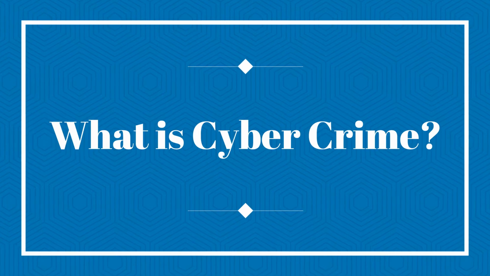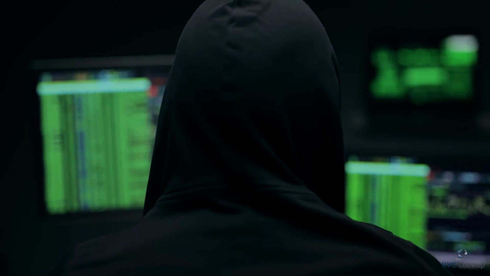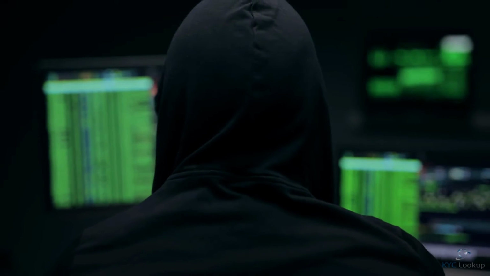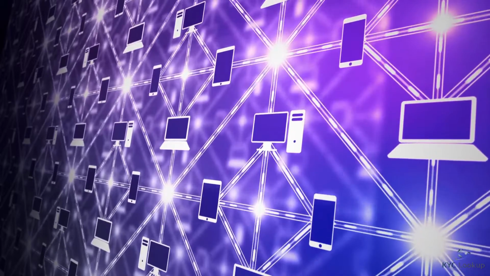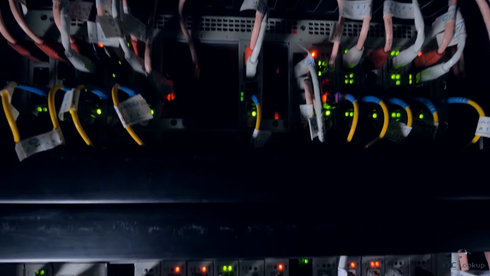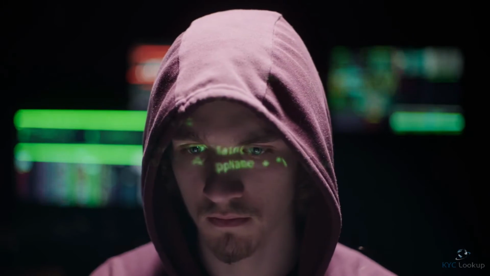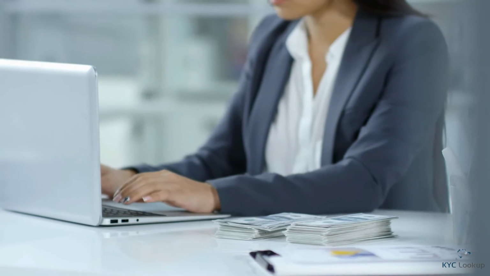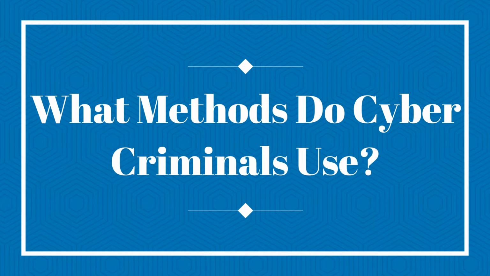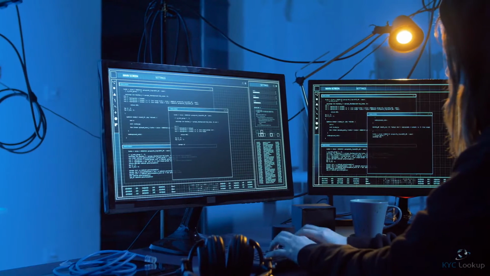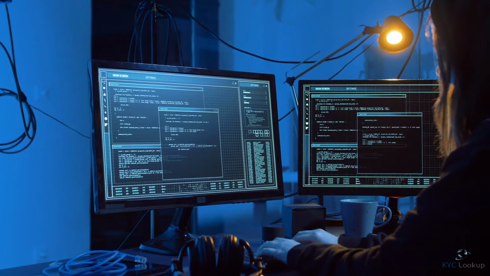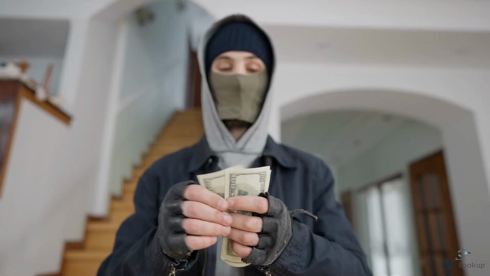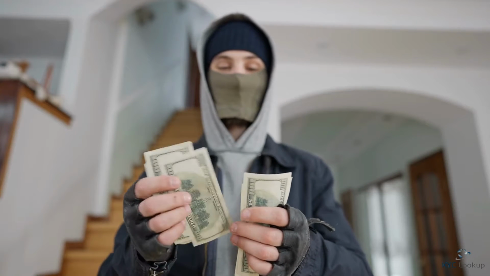What is cybercrime? Cybercrime is criminal activity that either targets or uses a computer network, or a networked device. Most, but not all, cybercrime is committed by cybercriminals or hackers who want to make money. What methods do cybercriminals use? Criminals are always coming up with ways to steal valuable information. Most of the time, their motivation is to steal money.